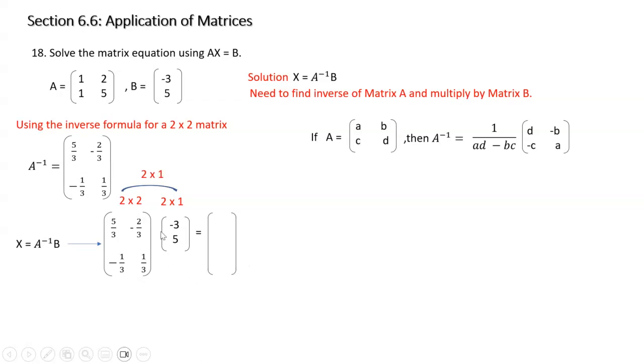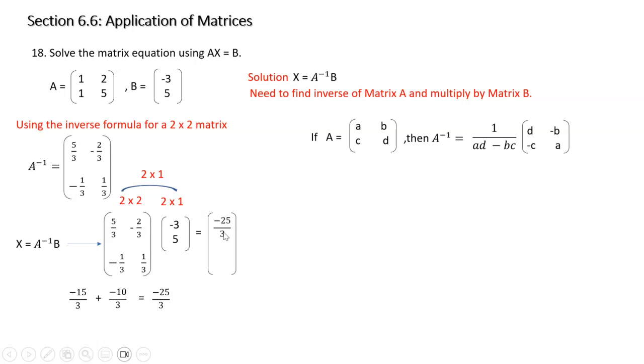Okay, now I'm going to multiply 5 thirds times negative 3. It's going to give us negative 15 over 3. Then I'm going to multiply negative 2 thirds times 5. It's going to give us negative 10 over 3. And we add them, it's going to give us negative 25 over 3.